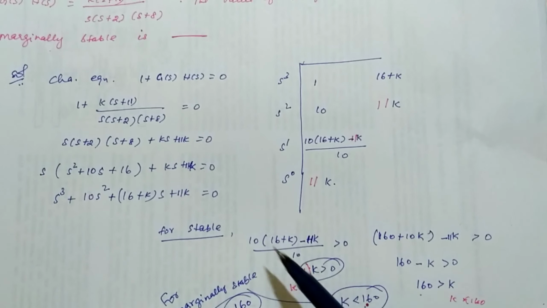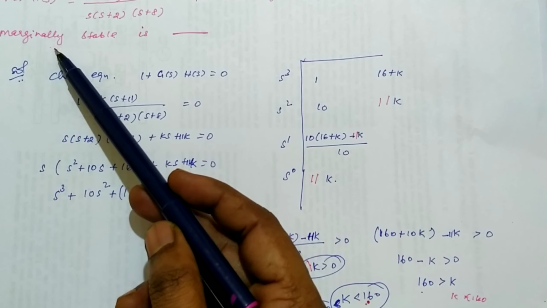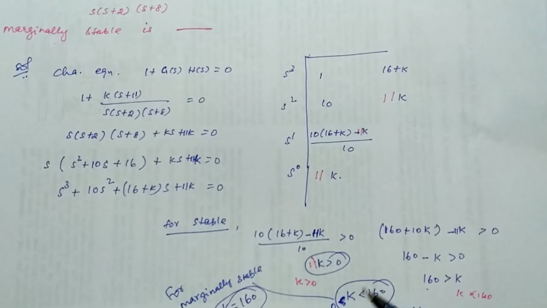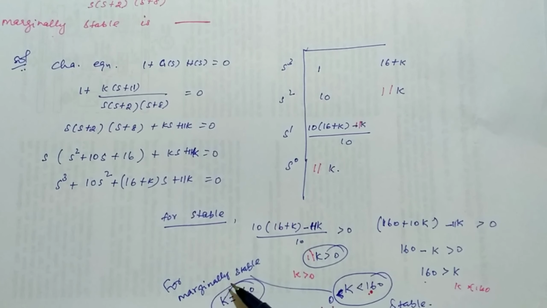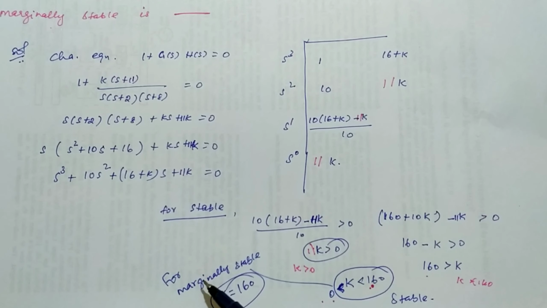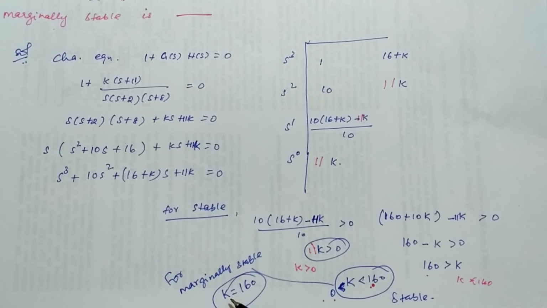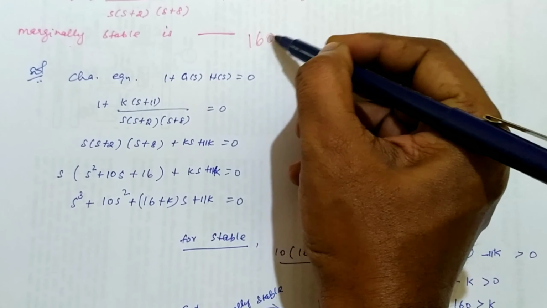But here it is given as marginally stable, which means the maximum value of k. So here the maximum value of k is 160, beyond which the system becomes unstable. So this is called marginally stable. K takes the value of 160. 160 is the answer.